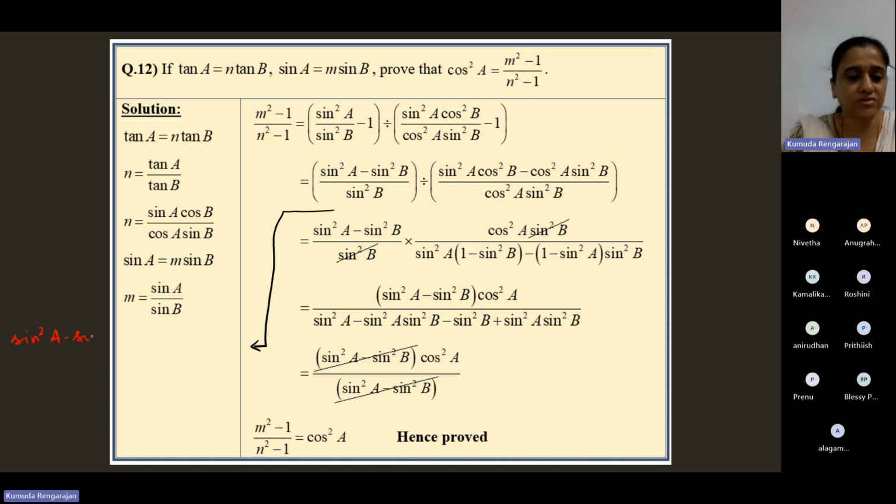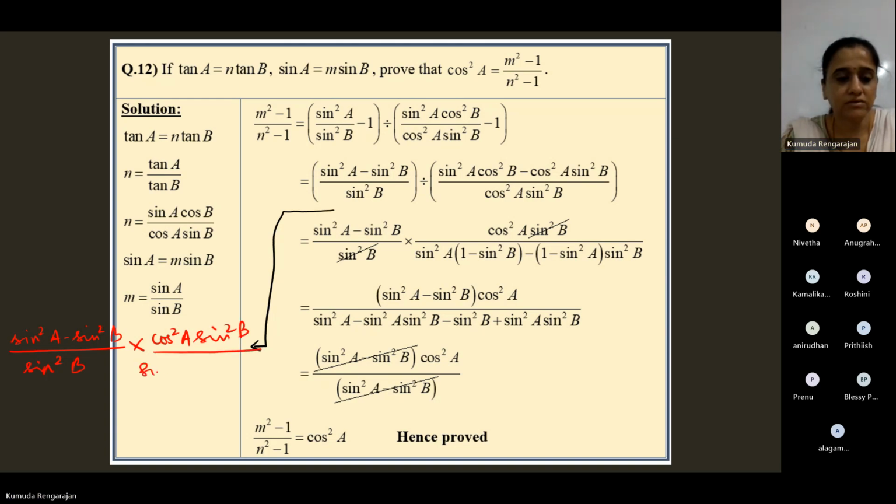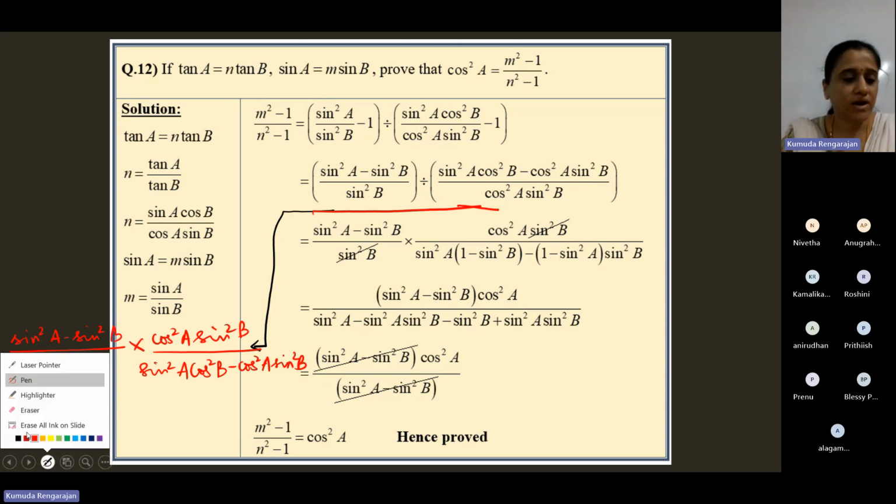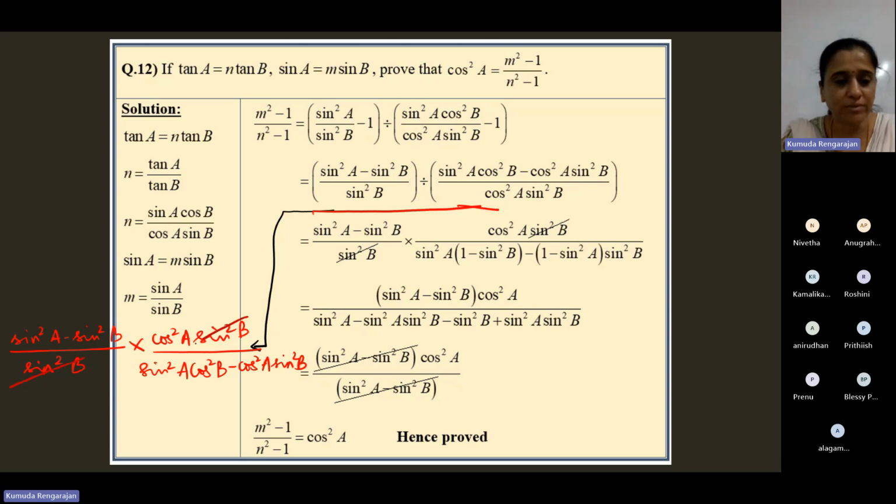So, supposing the next step will be sine square A minus sine square B divided by sine square B, into cos square A sine square B, divided by sine square A cos square B minus cos square A sine square B. So after the step between these two, this division becomes multiplication, and I've written the reciprocal of the next term as it is. Reciprocal as the terms look there. Now what happens? Sine square B and sine square B get cancelled.